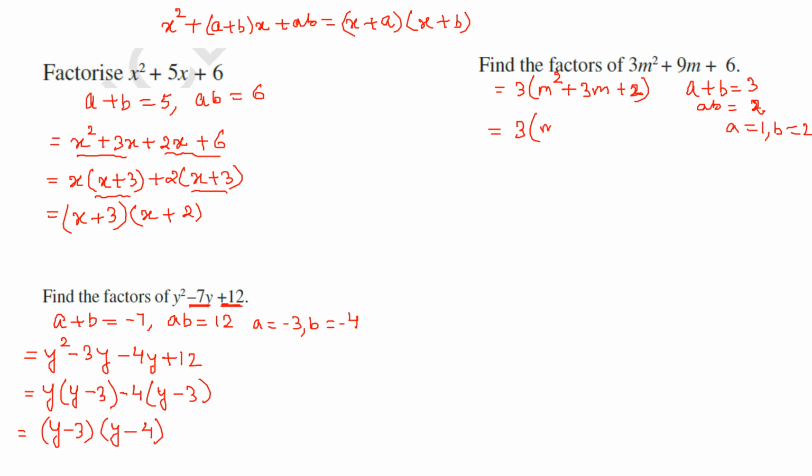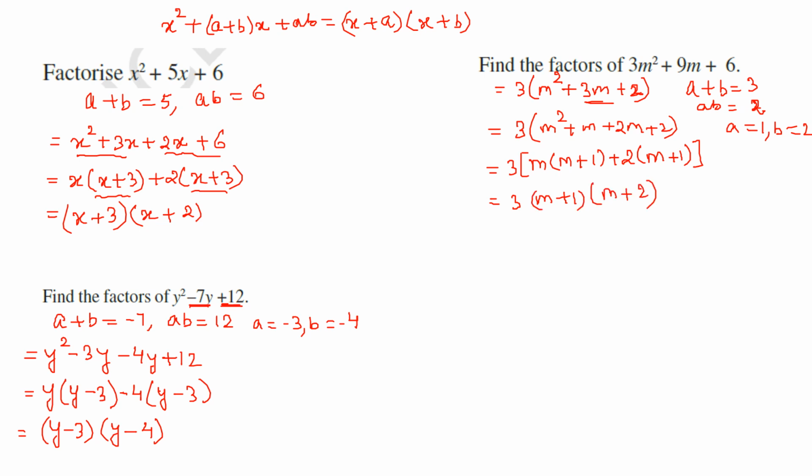So it means I can write it as m square plus m plus 2m plus 2. You can see m plus 2m will give you 3m. Now take common. From the first two terms, if I take m common, I will be left with m plus 1. From the last two terms, if I take 2 common, I will be left with m plus 1. Isn't it? Now, again, I can take m plus 1 common. From the first term, m will be left. From the second term, plus 2 will be left. So this is your required factorization.